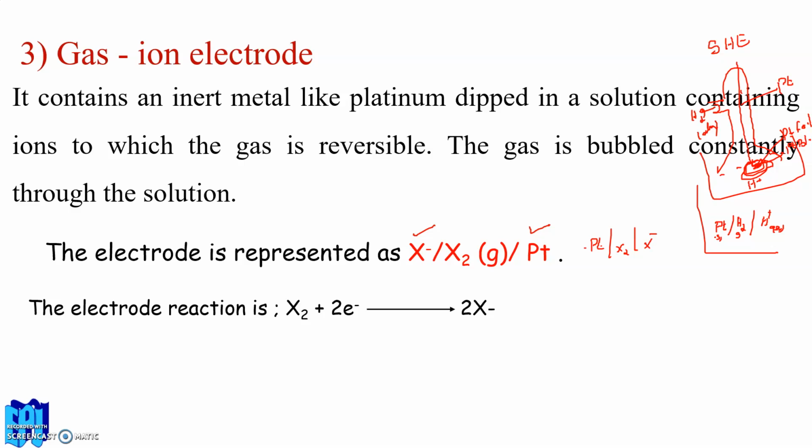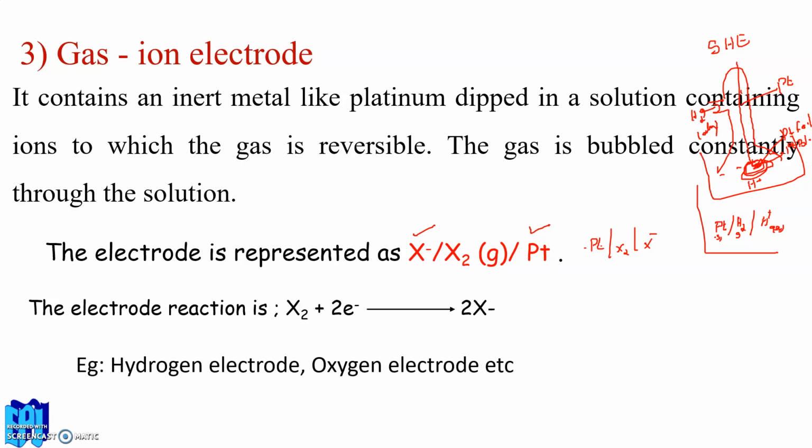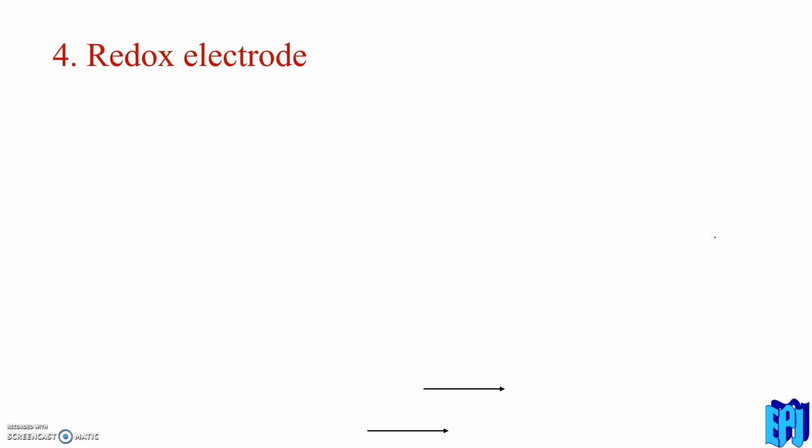We know that X2 plus 2 electrons gives 2X minus, the reaction related to that. The examples of this electrode representation are the hydrogen electrode or the oxygen electrode. Okay, let us move to the fourth electrode.